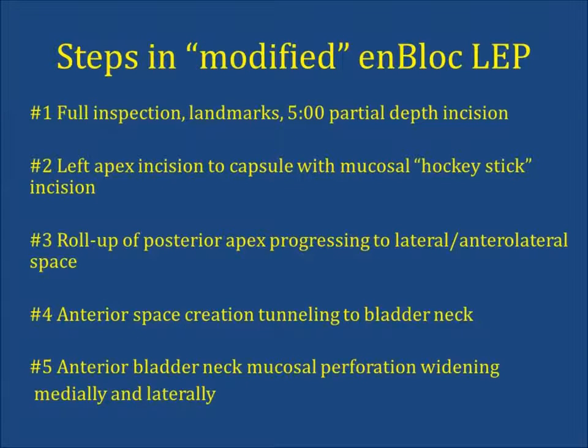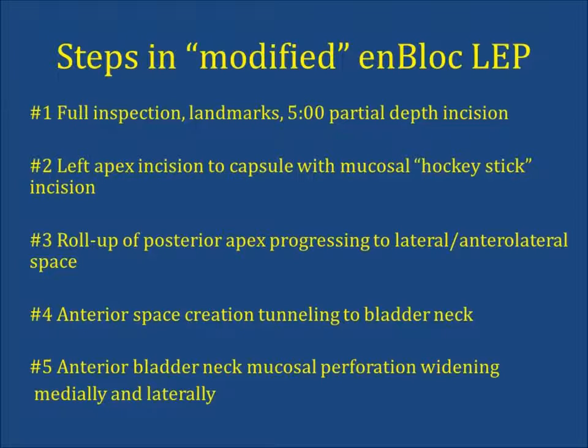Steps involved in modified en bloc LEP include the following. 1. Full inspection, identification of landmarks, and 5 o'clock partial depth incision. 2. Left apical incision to the capsule at 5 o'clock with mucosal hockey stick incision. 3. Roll-up of posterior apex progressing to lateral and anterolateral spaces. 4. Anterior space creation tunneling to bladder neck.